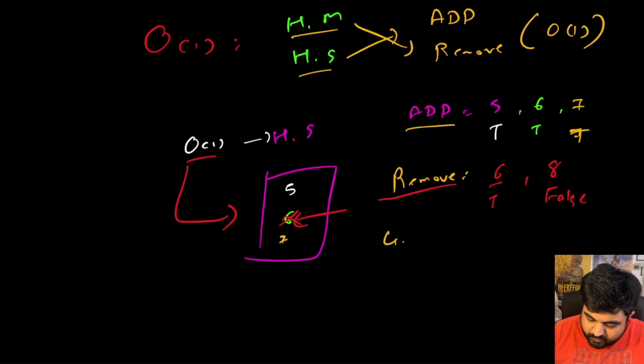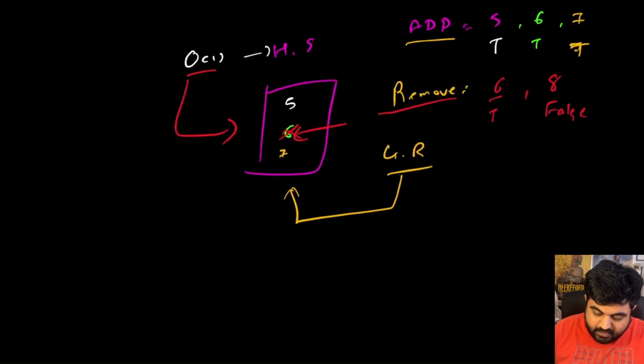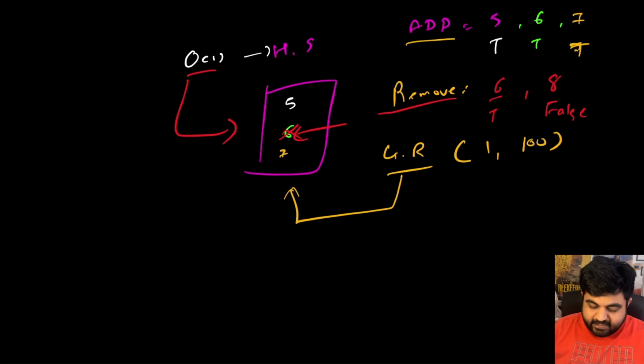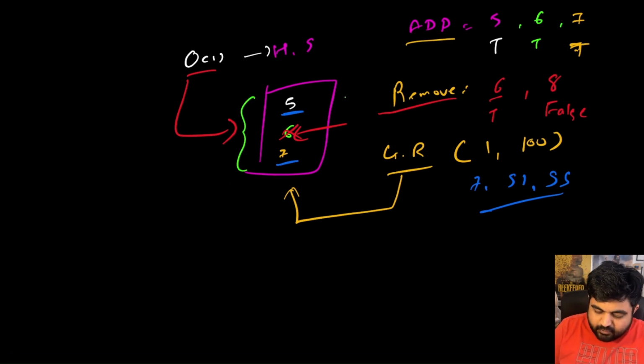But when we need to do the get random method, we cannot implement it in this scenario. Typically, if I use a predefined get random method from any language, that method works like this: if there are values between 1 to 100, give me any random value, and it can return any value like 7 or 51 or 55. But in our case, we only need to find random values between value number 5 and value number 7.